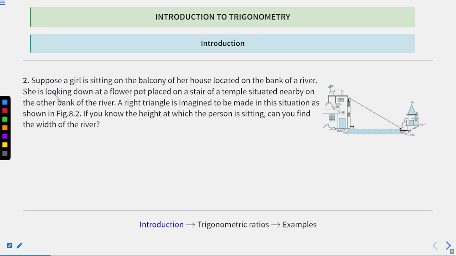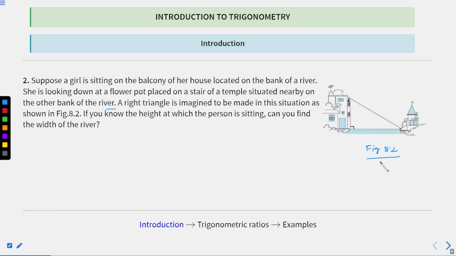In the next example, we suppose a girl is sitting on the balcony of her house located on the bank of a river. She is looking down at a flower pot placed on a stair of a temple situated nearly on the other bank of the river. A right triangle is imagined to be made in this situation, as shown in figure 8.2. You can imagine this is a right angle triangle.